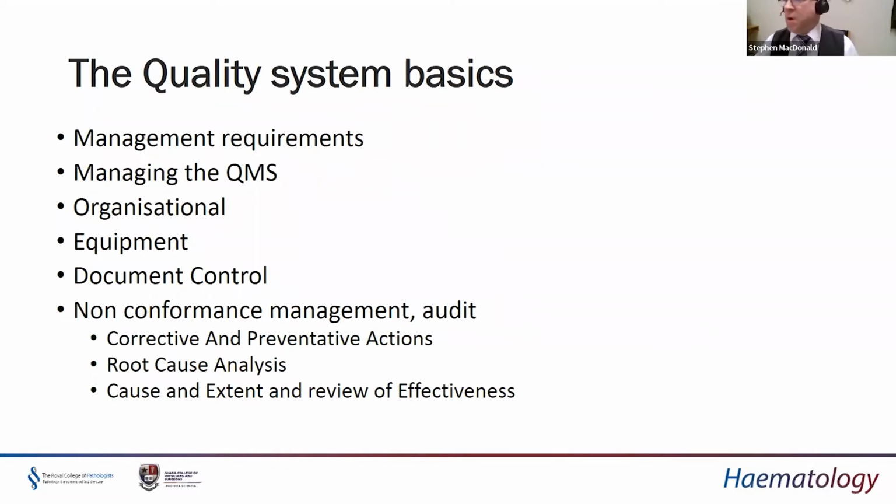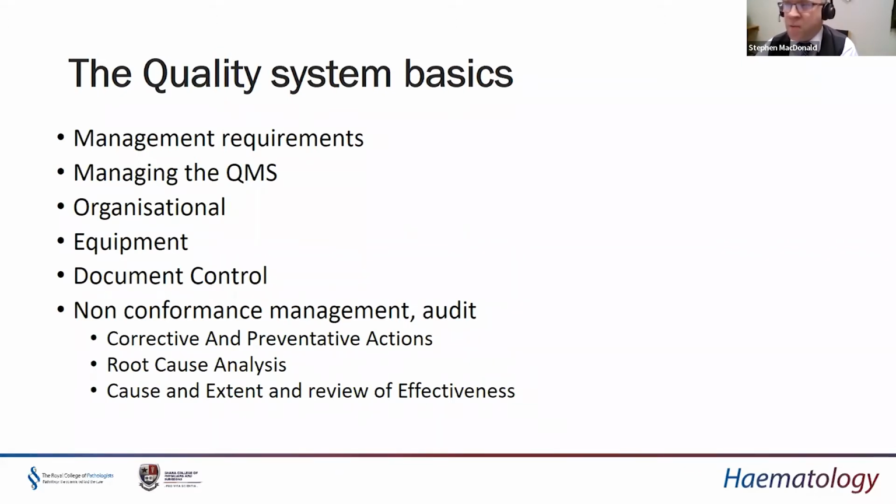Central to all of this management of the quality system is the things that we would traditionally consider to be quality management. Things like audit, non-conformances, and the actions that come as a consequence of findings within audits. So non-conformances, corrective and preventative actions, commonly called CAPAs, root cause analysis, 5 why analysis, RCAs, and new things that are specific to ISO 15189, but equally can be applied to other accreditation schemes. Things like cause and extent and review of effectiveness.